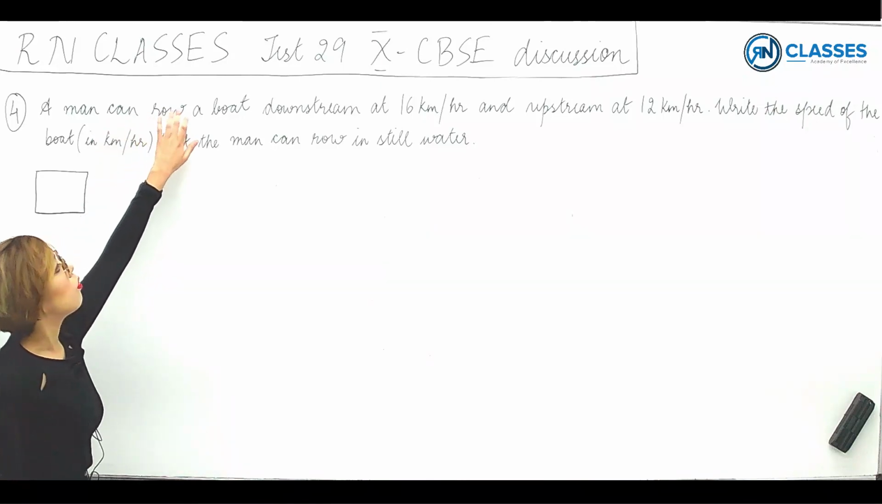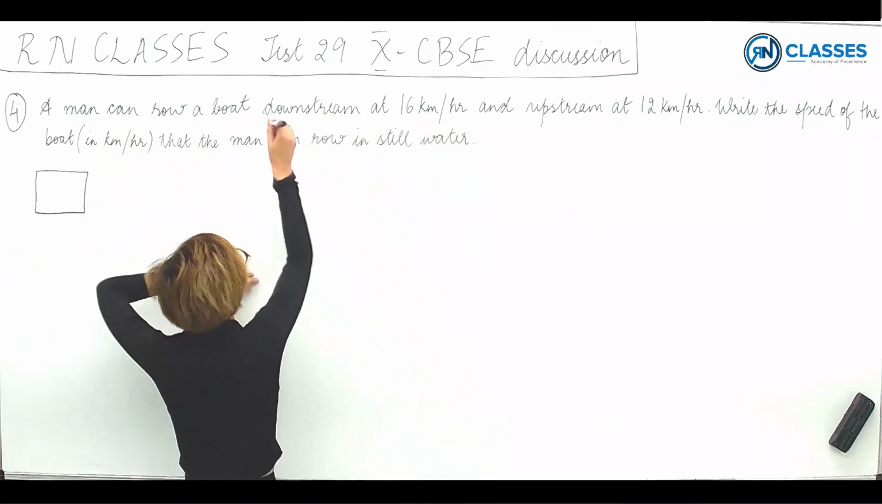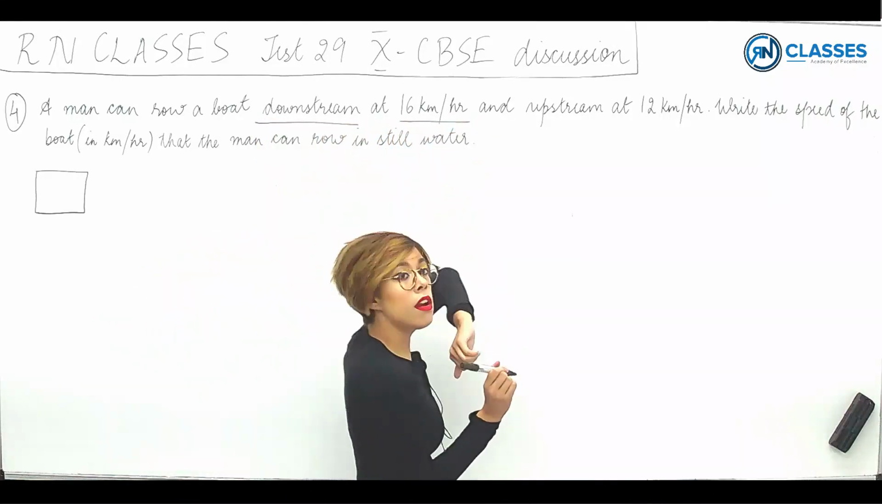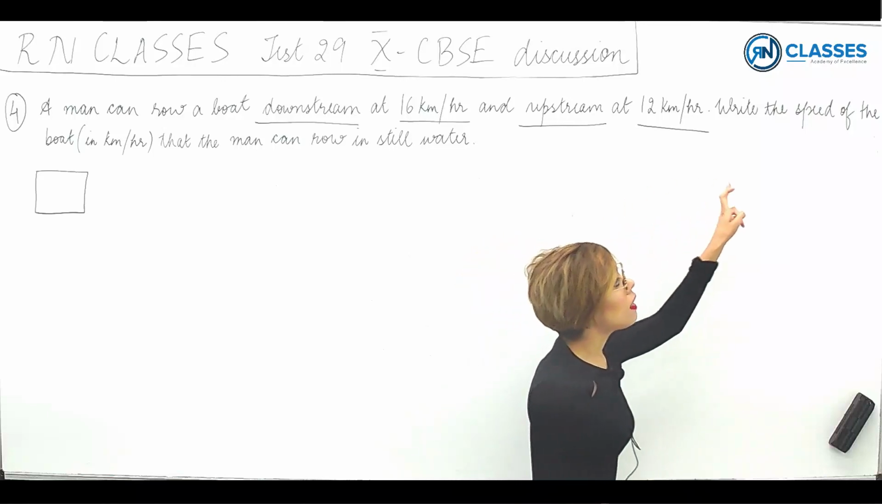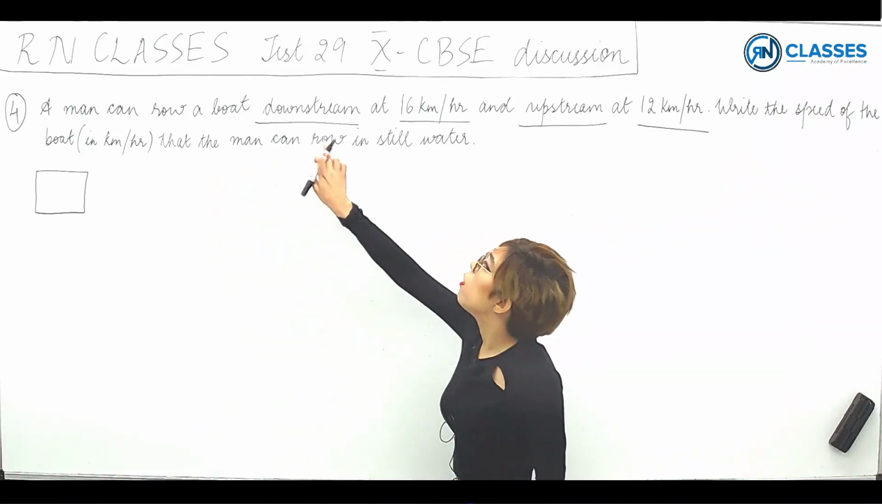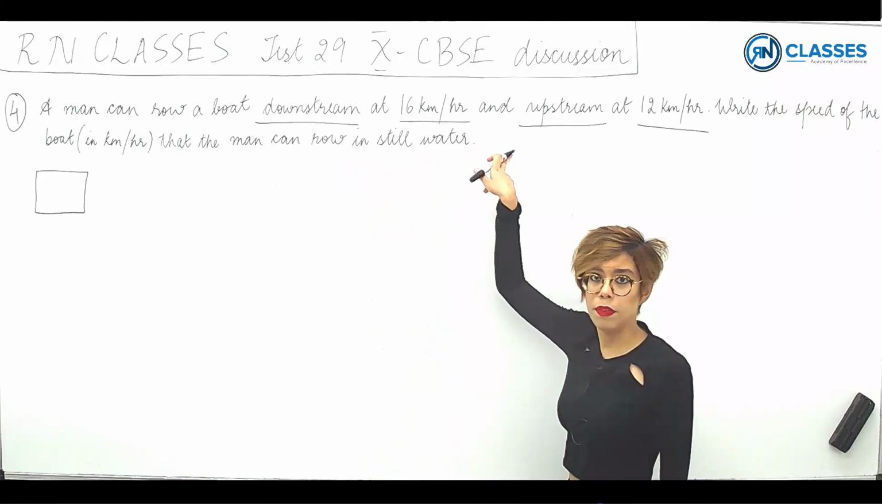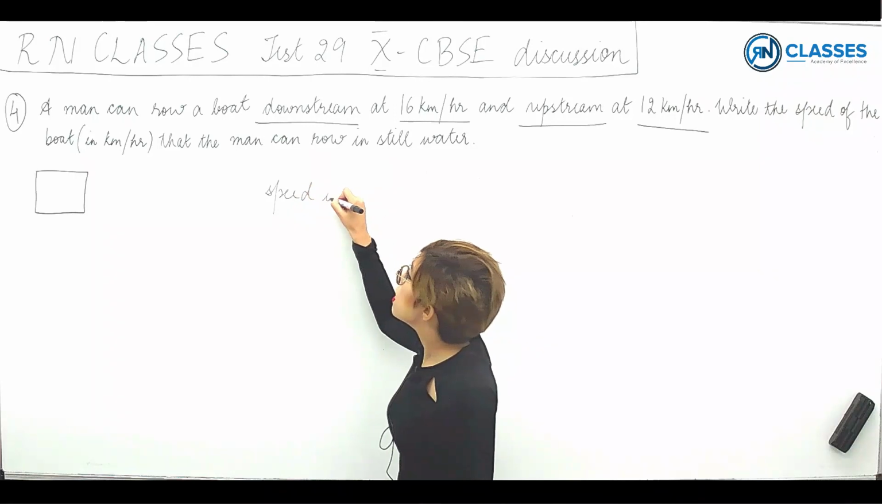A man can row a boat downstream at 16 km per hour and upstream at 12 km per hour. Write the speed of the boat in km per hour that the man can row in still water. So I am interested in the speed of the boat in still water.